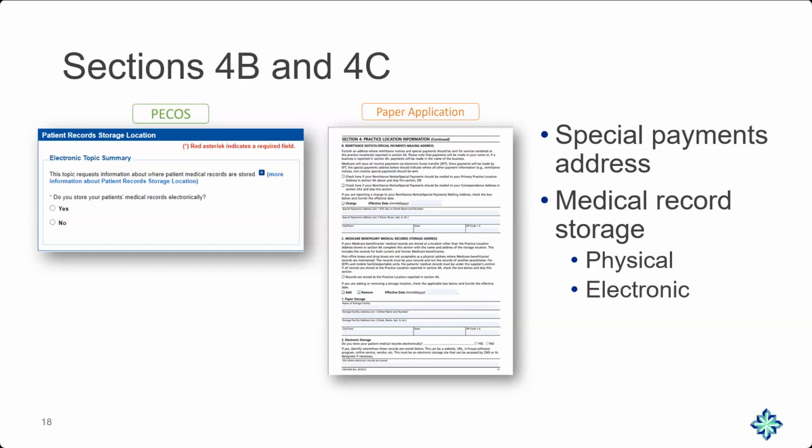Also, this day and age, a lot of providers are storing their medical records electronically. Personally, I don't know that I've seen a paper record in quite some time. But with the electronic records, we do need information about the vendor. We get questions about the URL. We don't need the URL. We don't need, obviously, any kind of access to that, but we want to know the vendor or the software name that's being used.